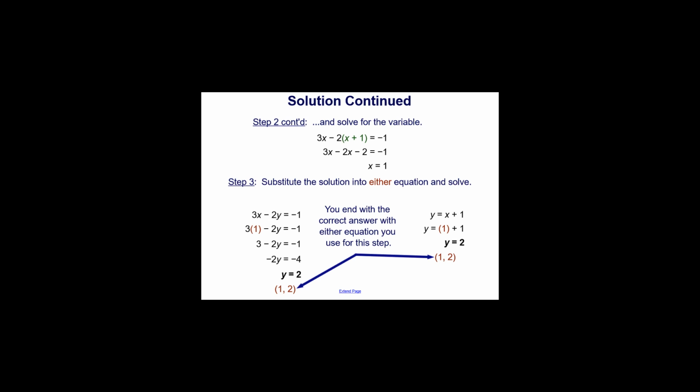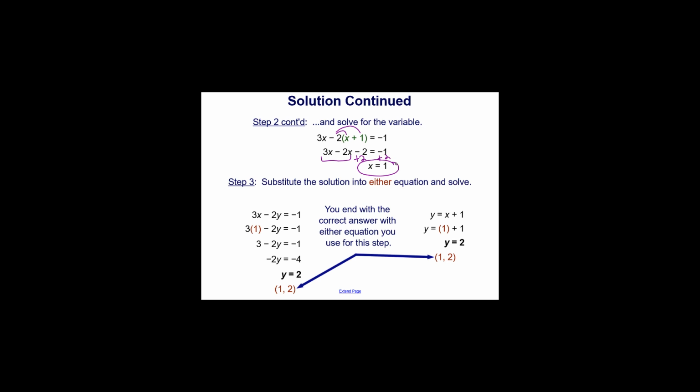So we have our equation 3x minus 2 times the quantity of x plus 1 equals negative 1. If we distribute the negative 2, we'll get 3x minus 2x minus 2 equals negative 1. Combining our like terms, 3x minus 2x is x, and then adding 2 to both sides, we'll get that x equals 1. So we've solved for half of our solution. Step number 3 gets us the other half.